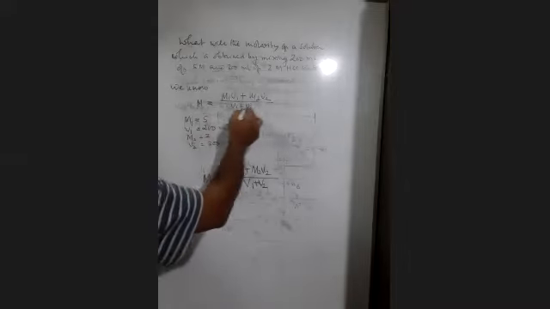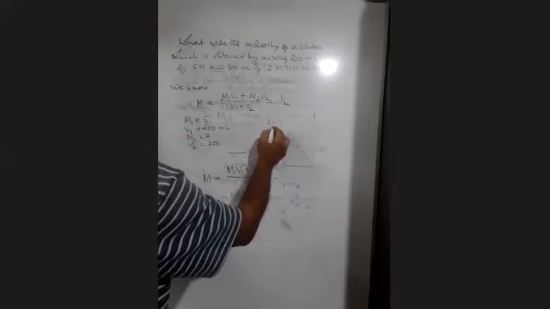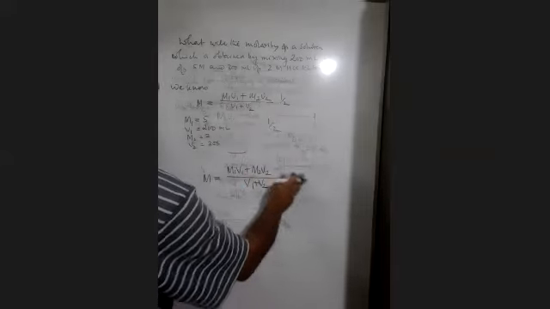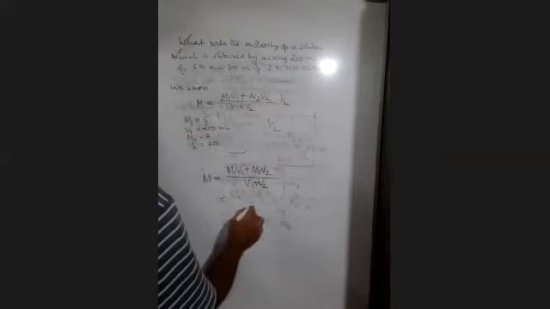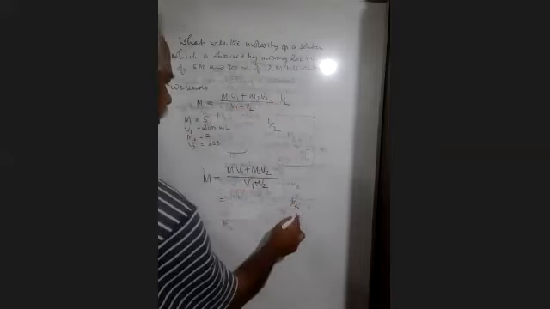For writing this one, you get half mark. For writing this, you get half mark. Then you put the value. After putting the value, you'll get half mark. Result, half mark. So you'll get 2 marks. If you skip any step, that mark will be deducted.